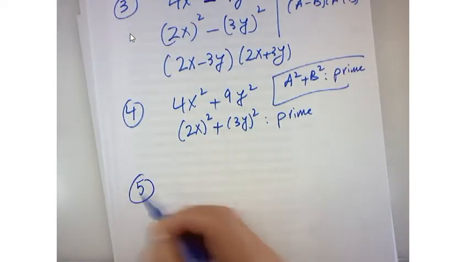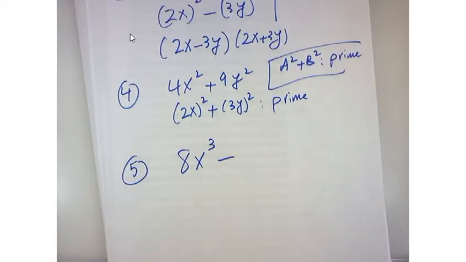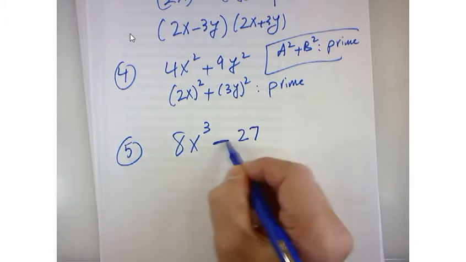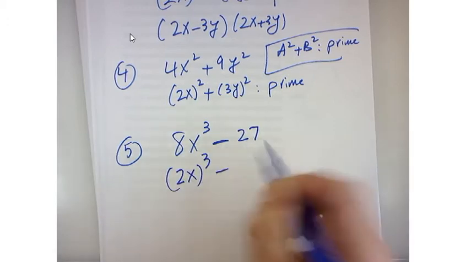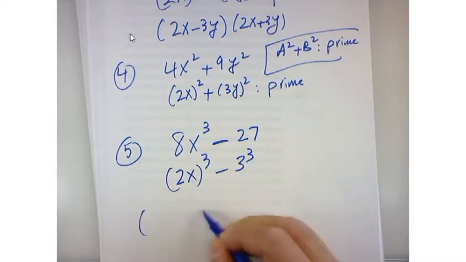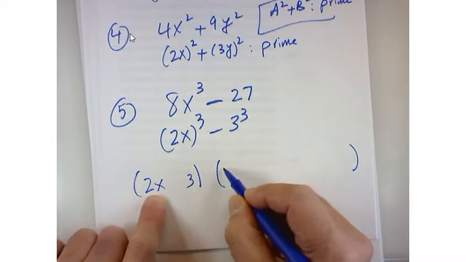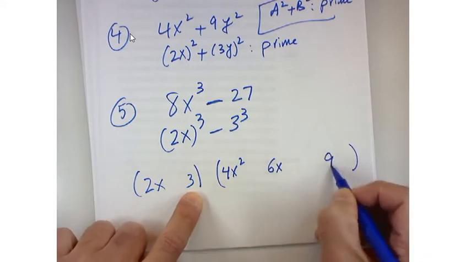Okay, so if we have 8x cubed minus 27, this is the difference of 2 cubes, because cube root of 8 is 2 and cube root of 27 is 3. So it's a binomial times a trinomial, 2x minus 3, and then you square, you multiply, and then you square, and then SOAP.